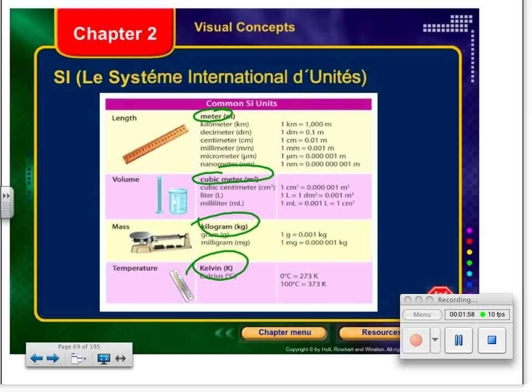The kilo in kilometer means 1,000. Deci in decimeter means a tenth. Centi in centimeter means 100th. Milli means 1,000th. Micro means, well, you get it, a millionth, and so on and so forth. But the meter is the base unit.